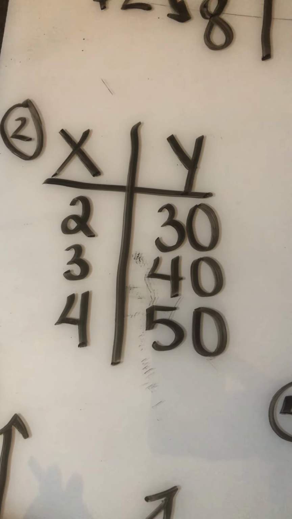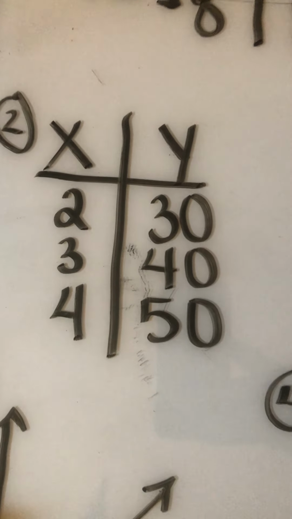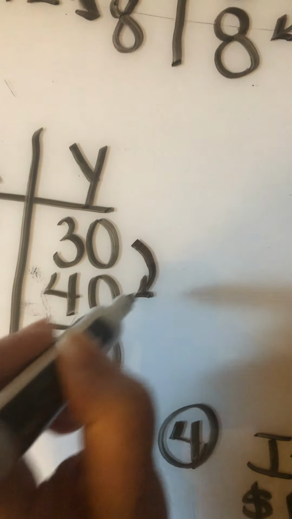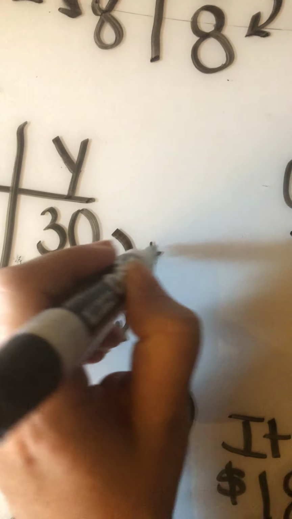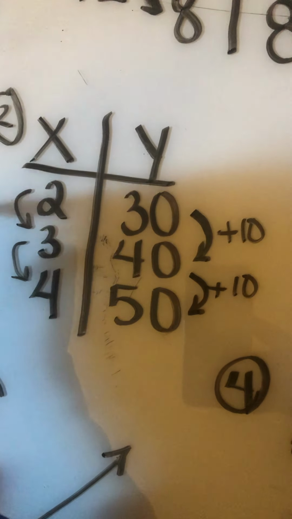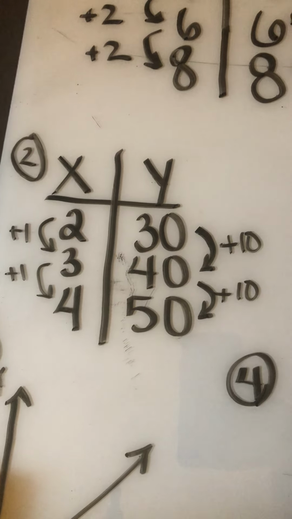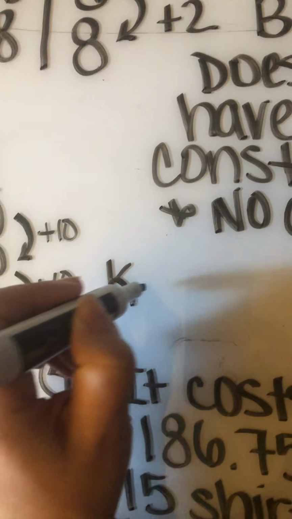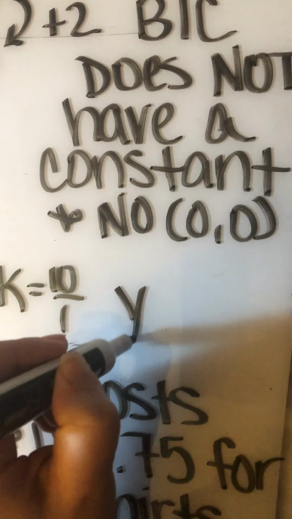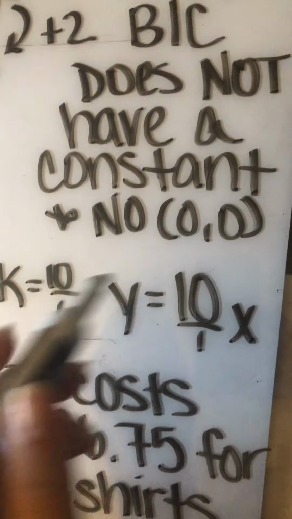So they want you to write the equation that this table represents. So to write the equation, you're going to look for the constant. The constant is going to be the change in y, which I notice is plus 10, over the change in x, which I notice is plus 1. So my constant for this table is going to be 10 over 1. So I'm going to write that here. k equals 10 over 1. And in my equation, it would be y equals 10 over 1x, or just y equals 10x.